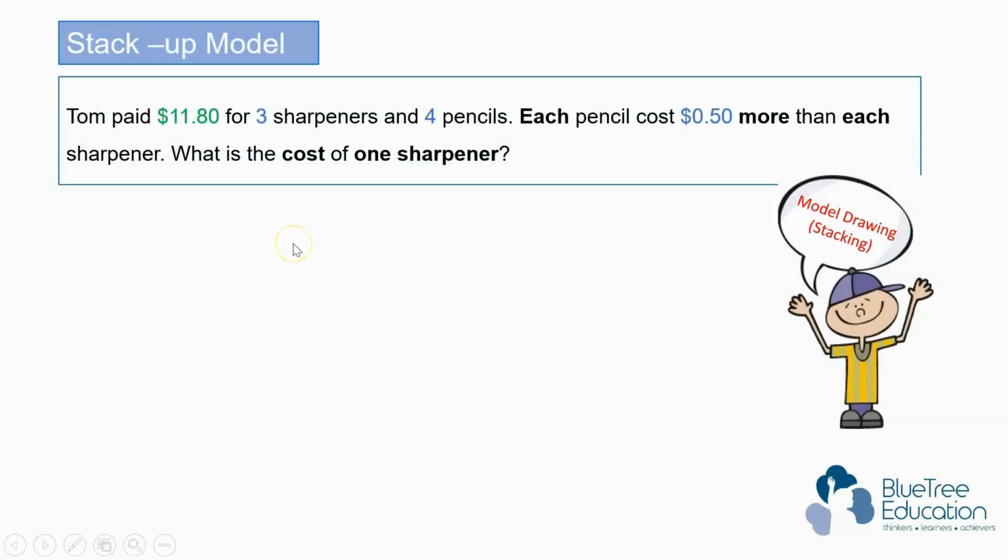Tom paid $11.80 for 3 sharpeners and 4 pencils. Each pencil costs 50 cents more than each sharpener. What is the cost of one sharpener? So we'll start drawing a model for this question.